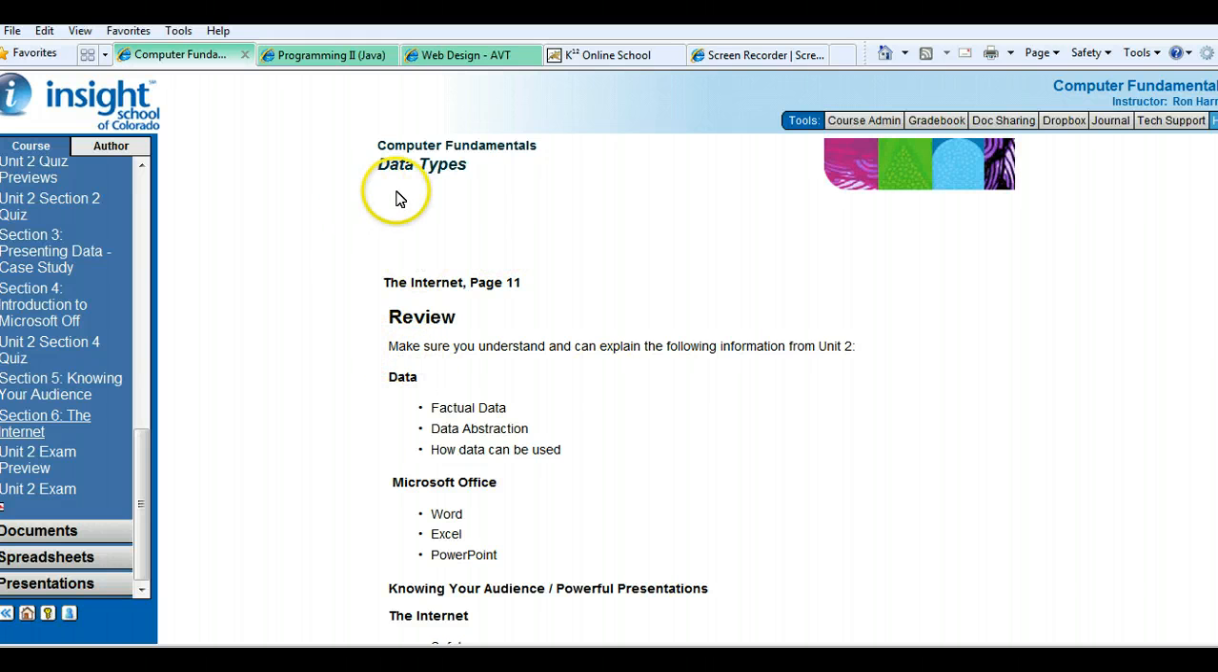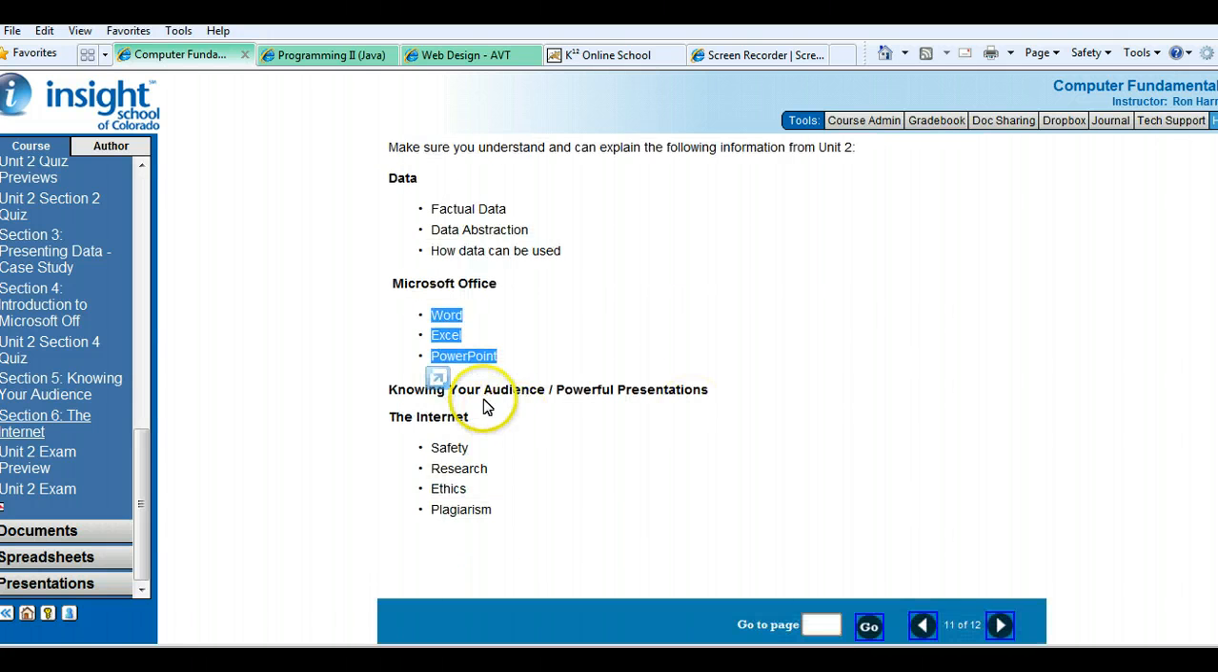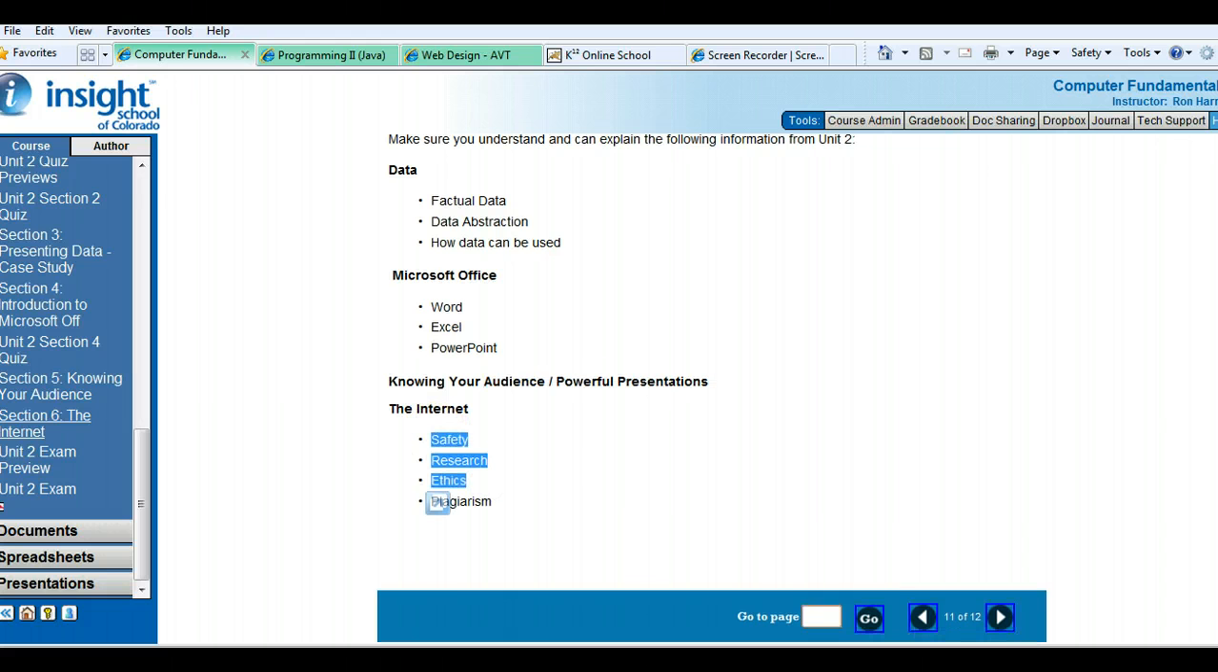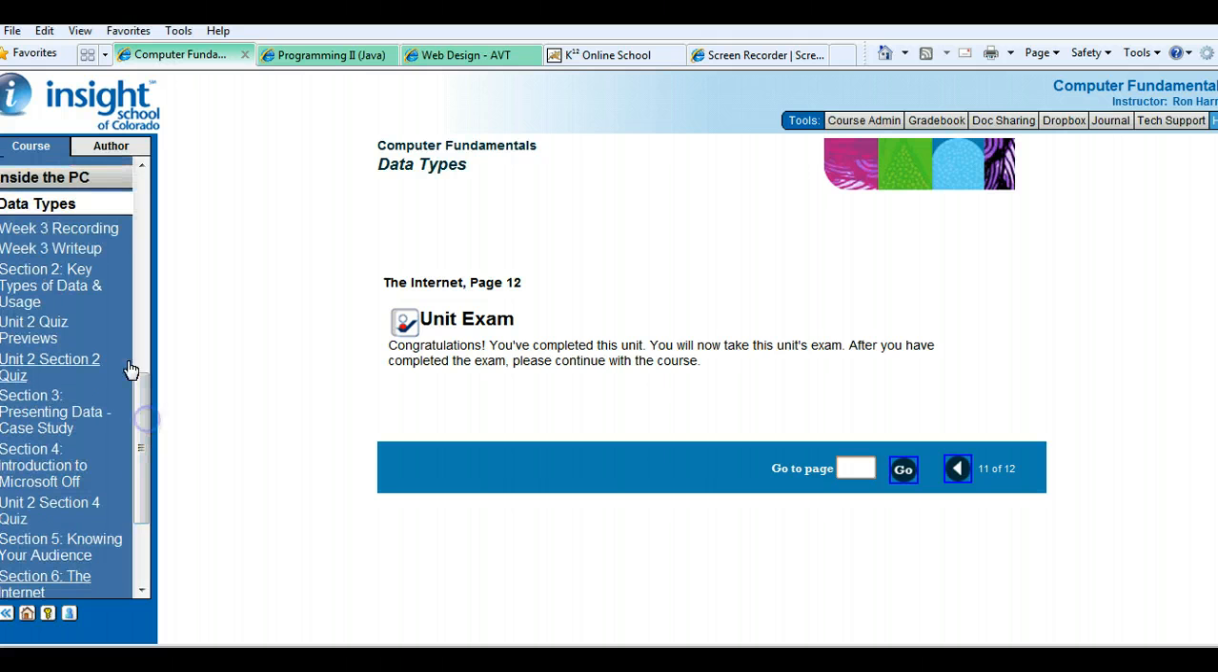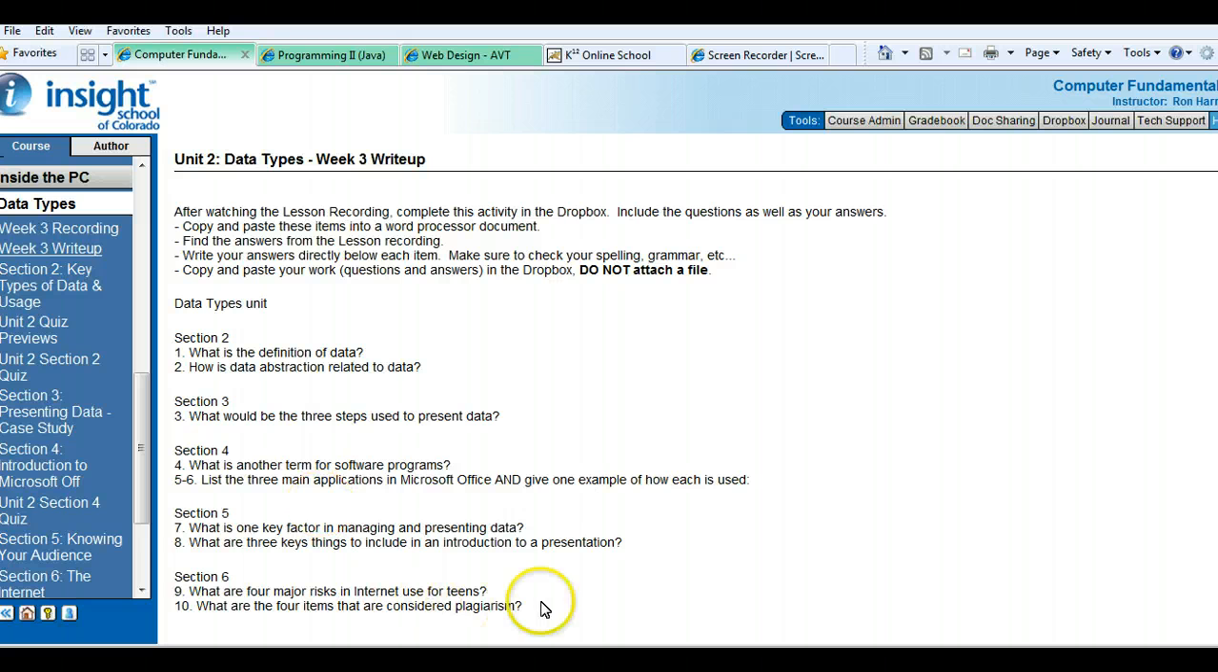And so in this whole unit, we learned all about data, we learned about Microsoft Office, we learned about knowing your audience to do powerful presentations, and we learned about internet safety and plagiarism. Alright, so now you have the unit exam preview right there. I have covered all of the Class Connect write-up questions. I've discussed all of the answers and pointed them out. Here's the last 2 right there. So I've done all of this for you.